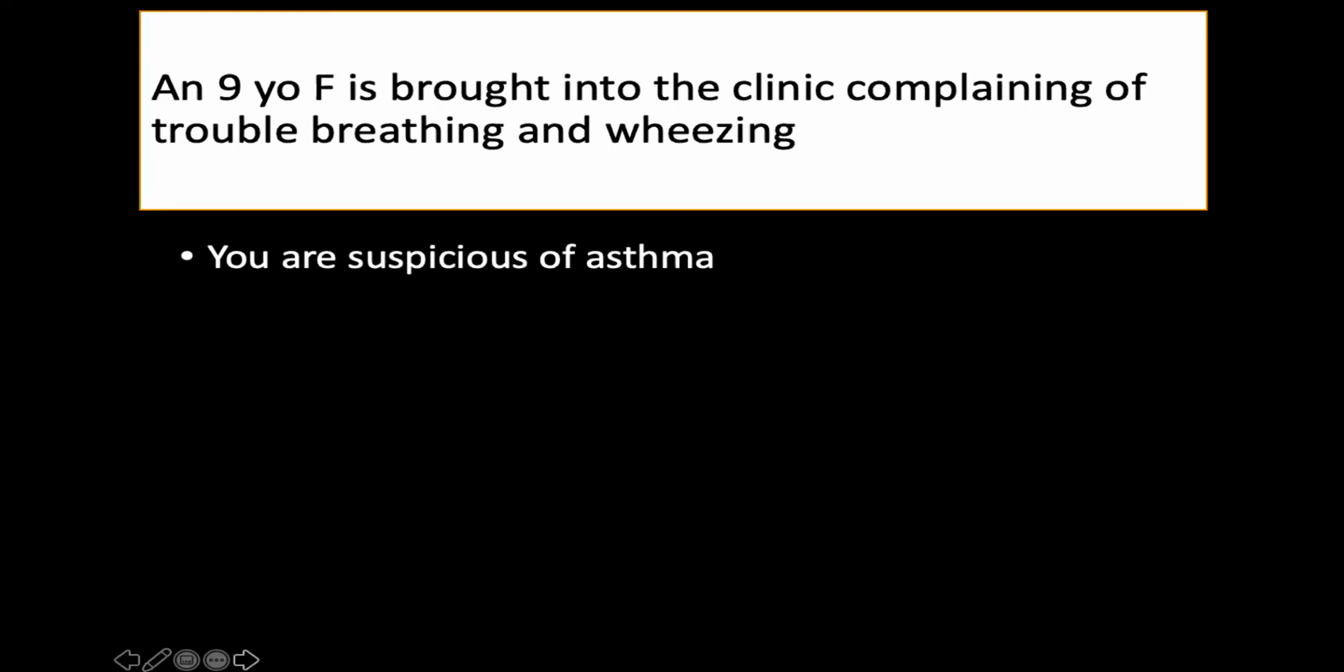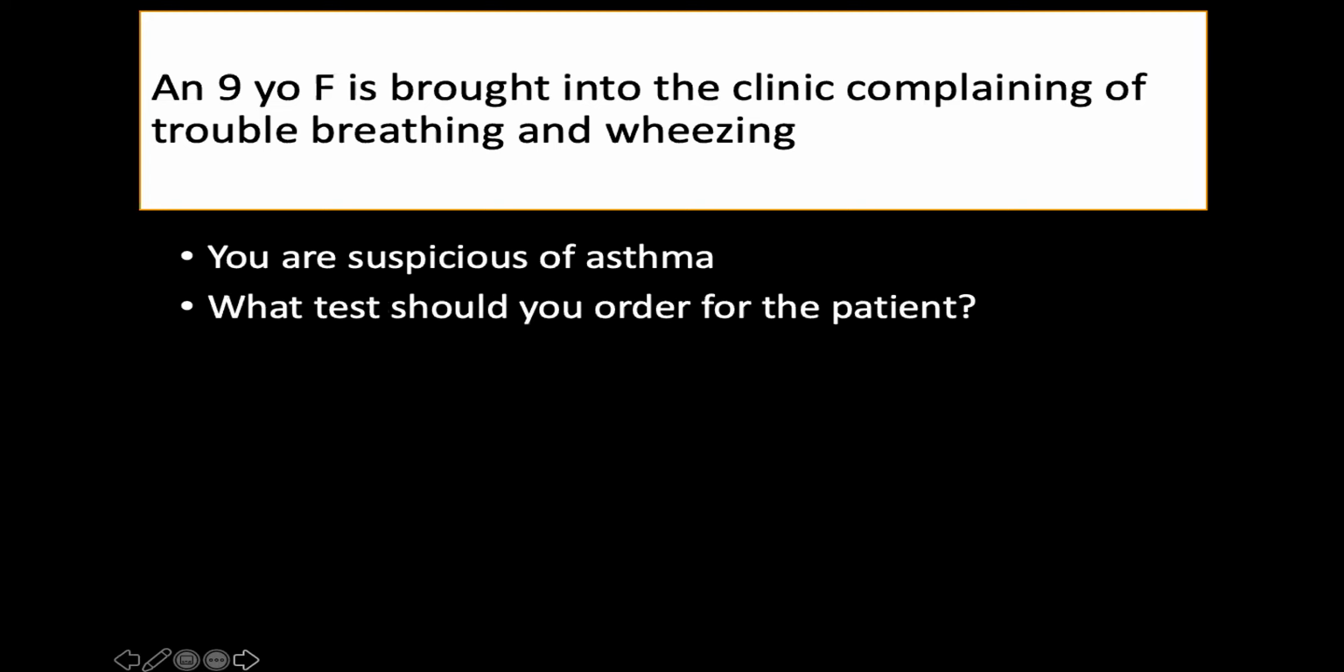From the ACR building blocks, we're just going to run through a single case, something that I think is super important to understand in the context of pediatrics and something that a lot of pediatricians will see. So you've got a 9-year-old female brought to the clinic complaining of trouble breathing and wheezing, obviously suspicious of asthma here. If it's asthma, they're wheezing, but not everything that wheezes is asthma. Kind of what I've been told. What test should we order for the patient?